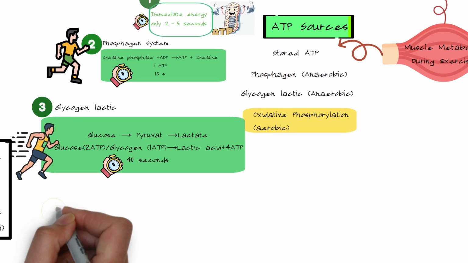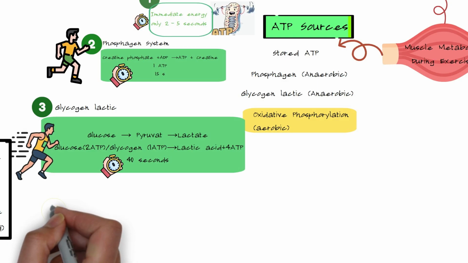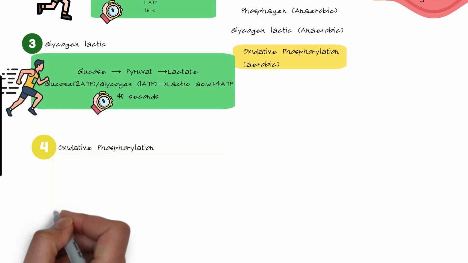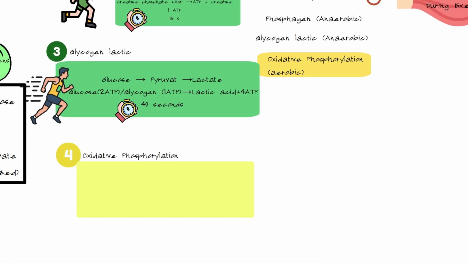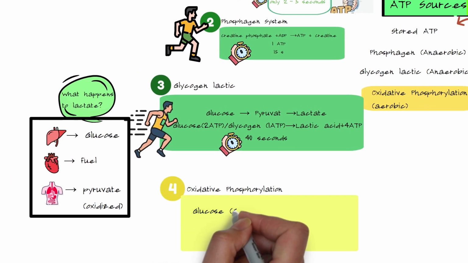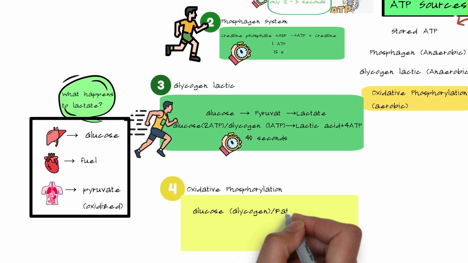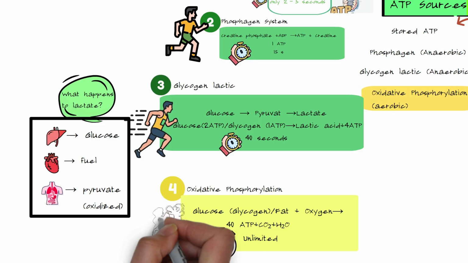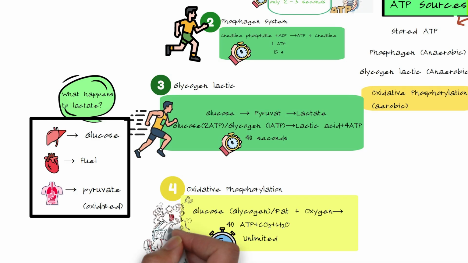The last system is oxidative phosphorylation, and it is the endurance one. Since it gives a large amount of ATP, it needs oxygen, and the fuel for this system is carbs, whether glucose or glycogen, or fat. In the presence of oxygen, this produces carbon dioxide, water and around 40 ATP. This system is slower to start, but it continues for hours. So it is the dominant energy source during marathons.